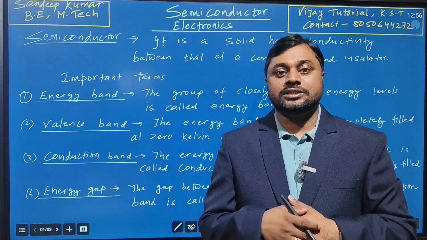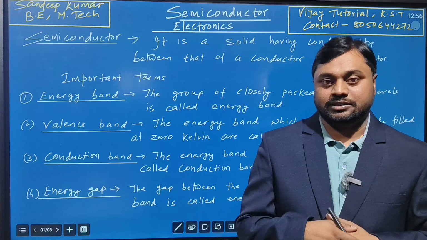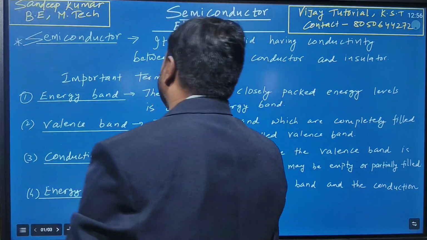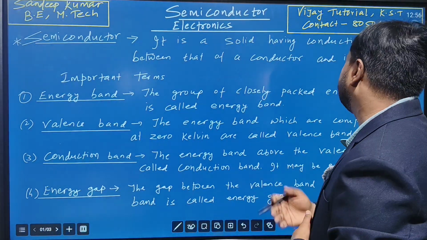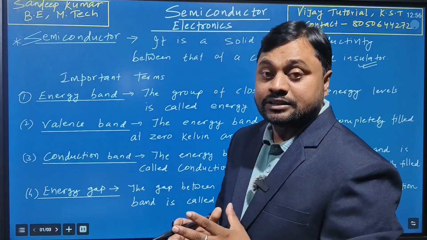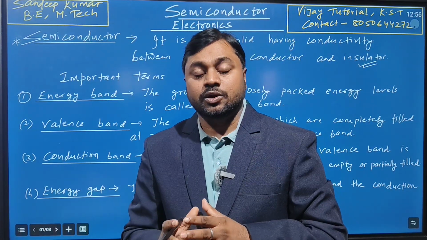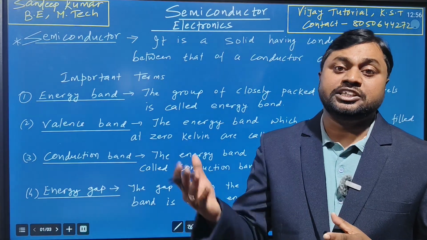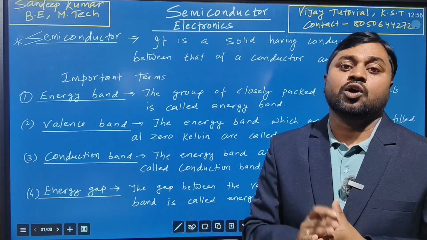In this video, we are going to discuss one of the very important topics, that is semiconductor electronics. So let's start. First, when we talk about semiconductor, what is a semiconductor? It is a solid having conductivity between that of the conductor and insulator. Yes or no? So we know that conductors have very high conductivity, whereas the resistivity of a conductor is less. Insulators have very low conductivity, but resistivity is very high. In case of a semiconductor, the conductivity lies between metals and non-metals.